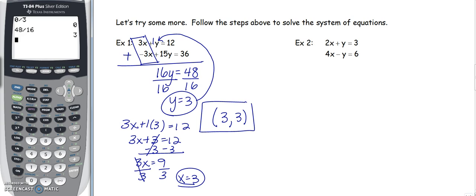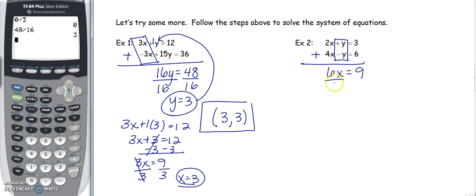In example 2 on this page, again, look to see which variable you can get rid of after you've lined up all of your pieces, x's, y's, equal signs, and answers. If you said that y's are going to be the ones that you're going to get rid of, you are correct. They both have the number 1 in front. One is positive, one is negative. So we can go ahead and add together those two equations. Your like terms, 2x plus 4x is 6x. Your variables will cancel. And then you have 3 plus 6 is 9.